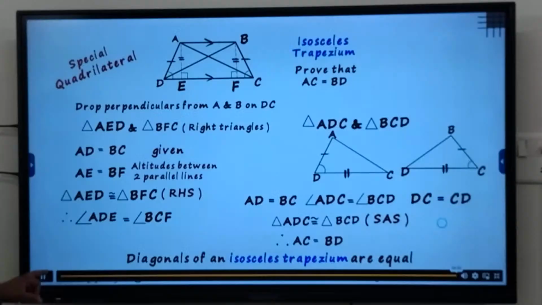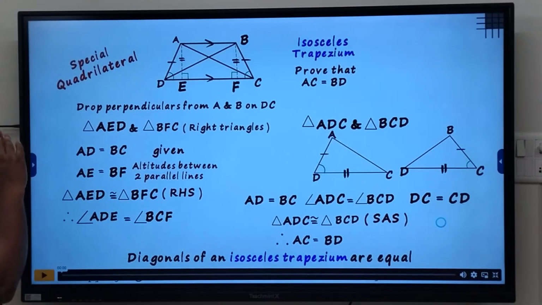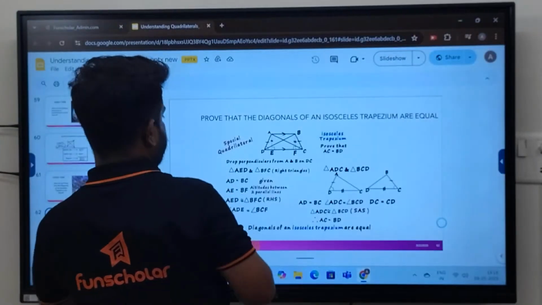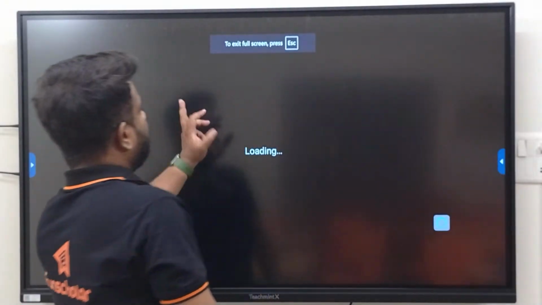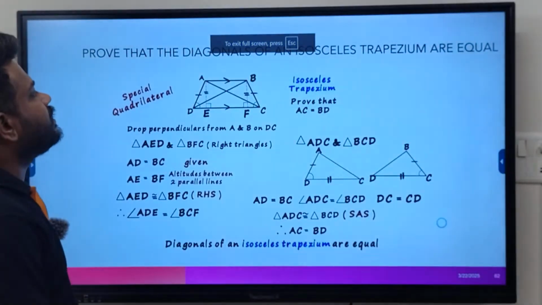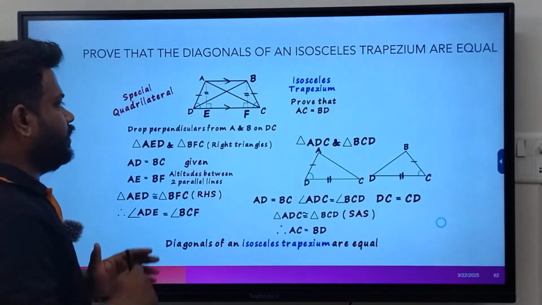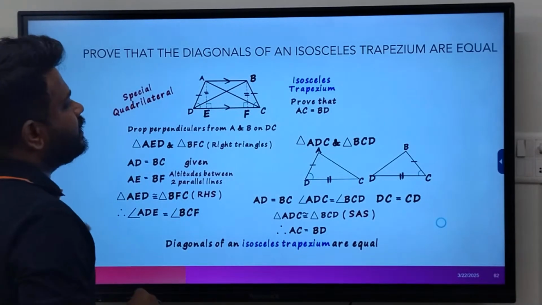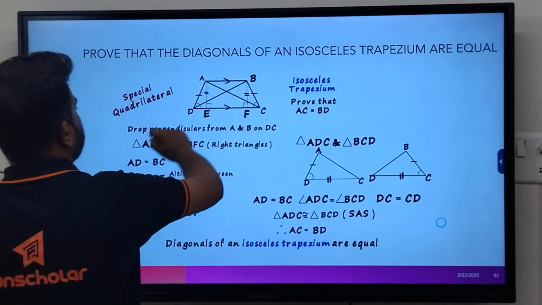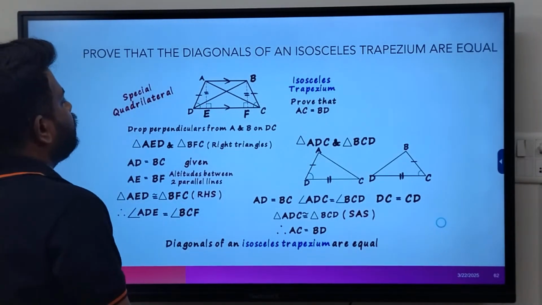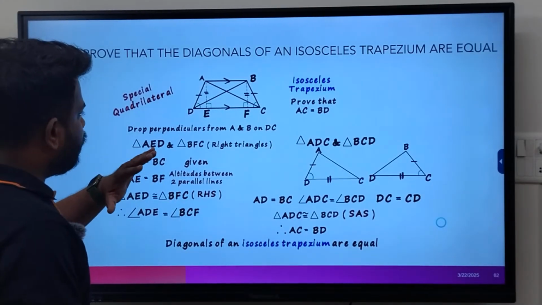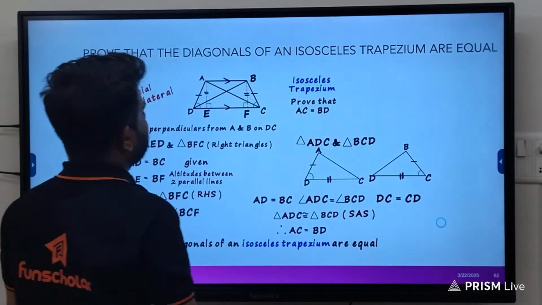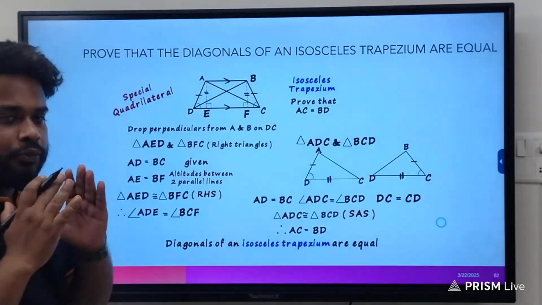Okay, so the video is being completed. So what they have proved in this video is basically that the diagonals of an isosceles trapezium are equal. So to do this, we first have to draw an isosceles trapezium and then draw the diagonals. Then we can see that if we can prove that AC equals BD, that means the diagonals are equal. We have to prove that.